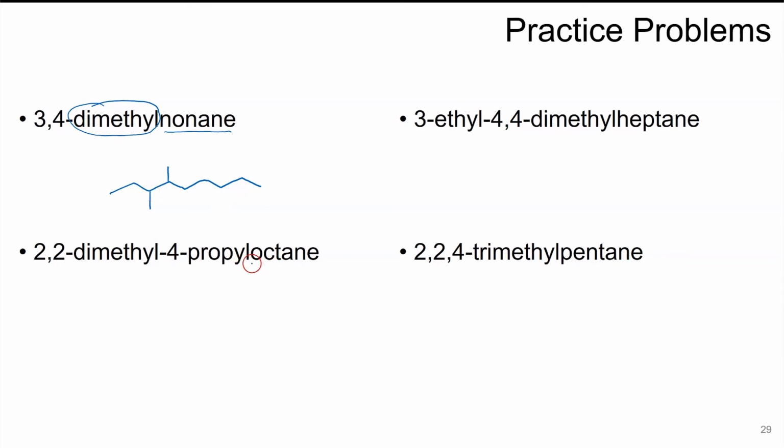So here I'm going to start with octane. 8 carbons. At 4, there is a propyl, which is a 3-carbon linear chain. So 1, 2, 3, and then 2,2-dimethyl. Heptane. I have dimethyl at 4, and 1, 2, 3 ethyl. For pentane, here's 5 carbons. Trimethyl means there's 3 methyl groups at 2, 2, 4.